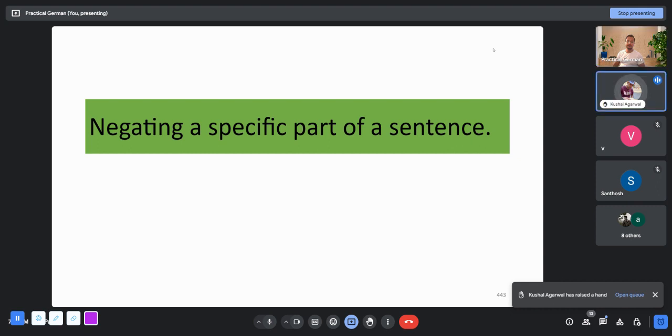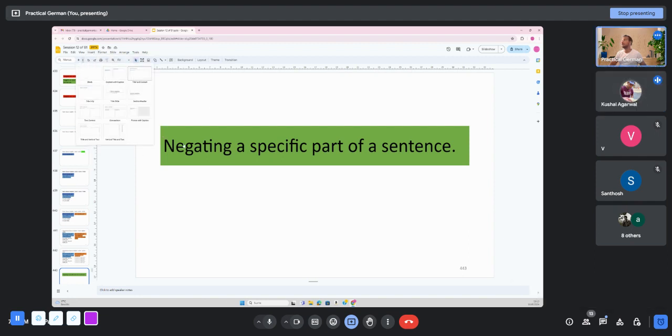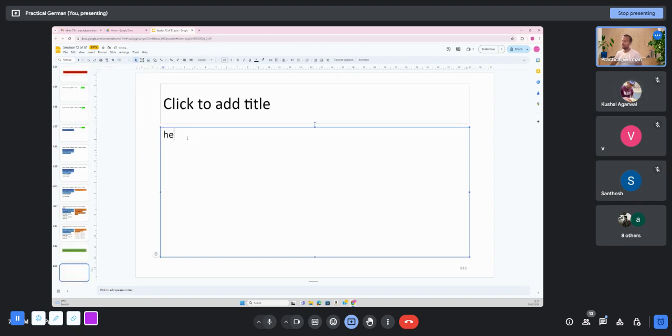Hi, just a quick question. If the sentence goes like "He does not look good," would that be "Er sehe nicht gut aus," or "Er sehe gut nicht aus"? Let me see. So you want to say he does not look good, right? So let's say how we can say he does look good. You will say er sieht gut aus, right?